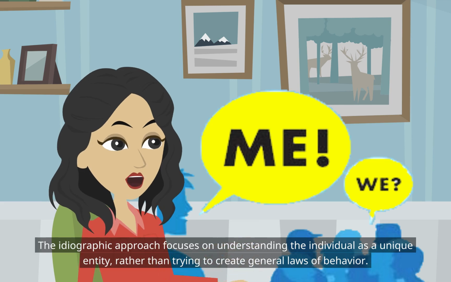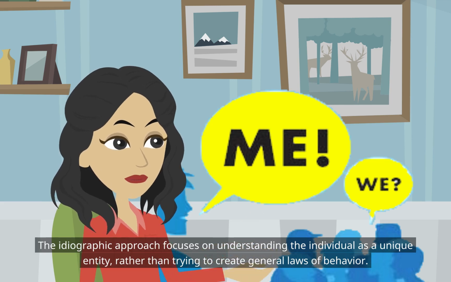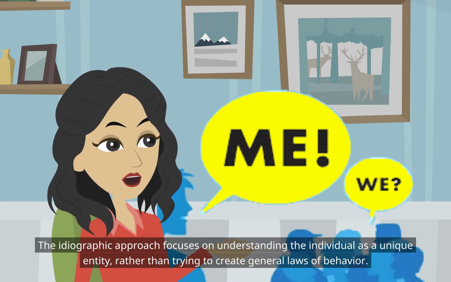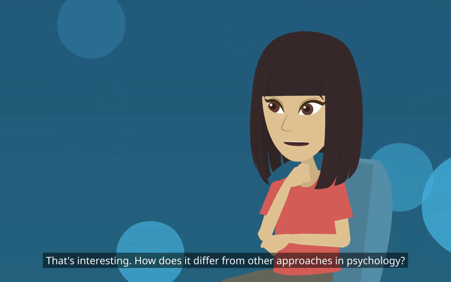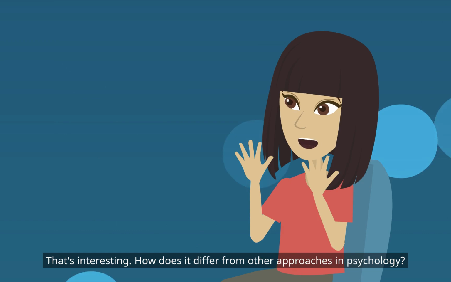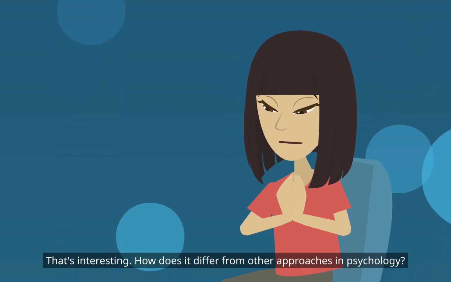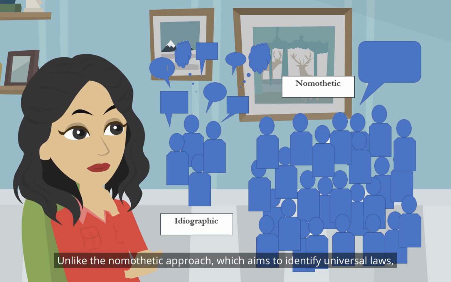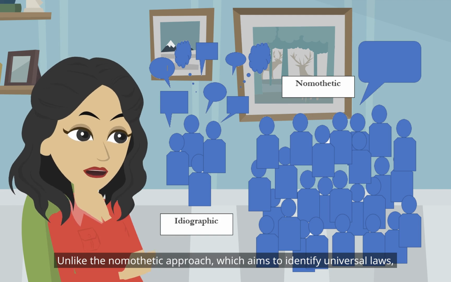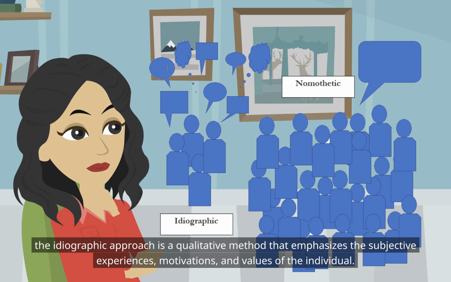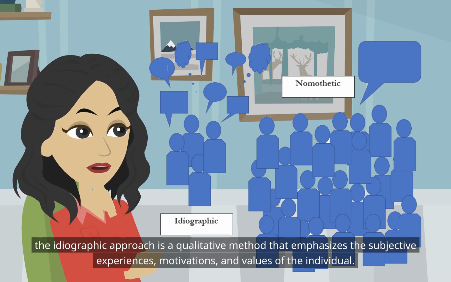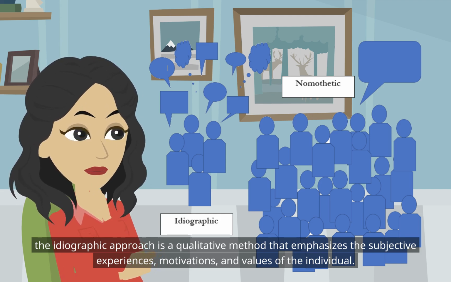The Idiographic approach focuses on understanding the individual as a unique entity, rather than trying to create general laws of behavior. That's interesting. How does it differ from other approaches in psychology? Unlike the Nomothetic approach, which aims to identify universal laws, the Idiographic approach is a qualitative method that emphasizes the subjective experiences, motivations, and values of the individual.